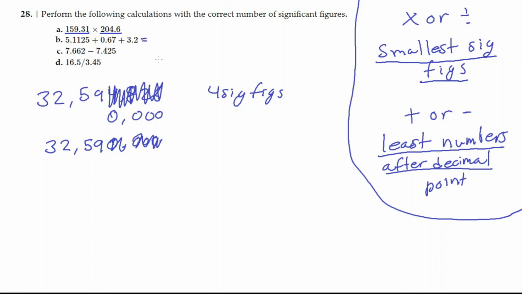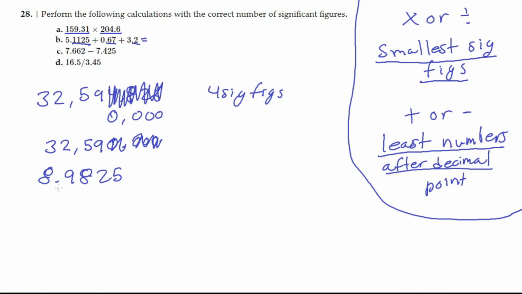First let's look at the least numbers after a decimal situation. Or actually, let's first calculate it. We have 5.1125 plus 0.67 plus 3.2, and that would give us an answer of 8.9825. But we want our answer to have the least number of digits after a decimal point. This one has 4 numbers after a decimal point, this one has 2, and this one has 1. So this is the number with the least numbers after a decimal point.